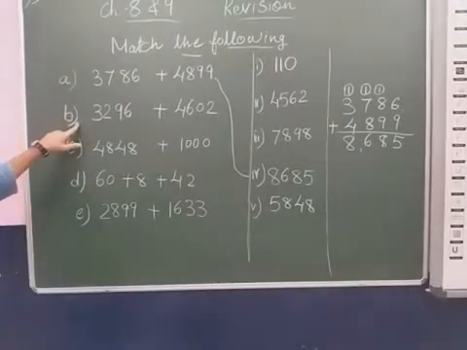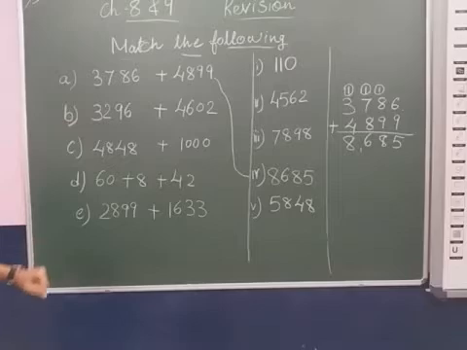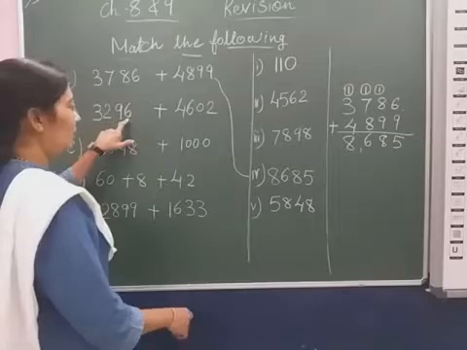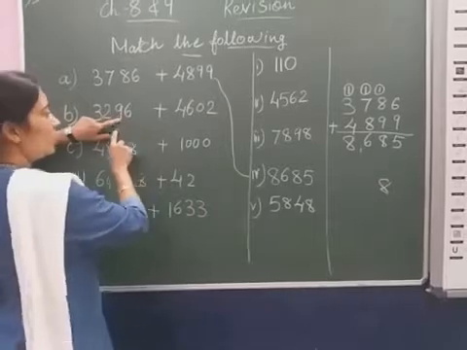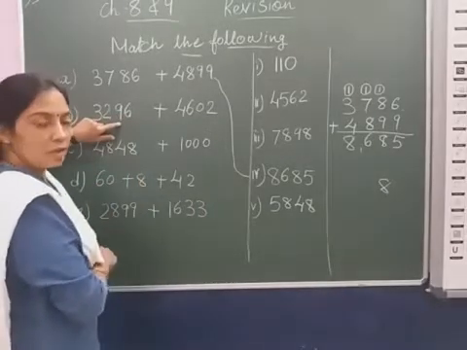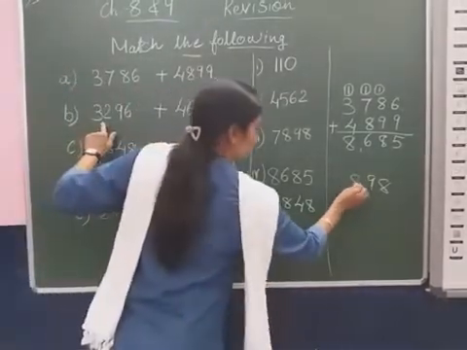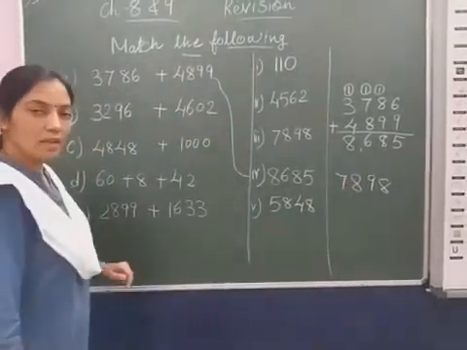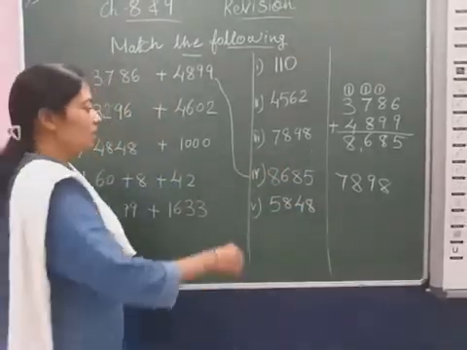Now the second: 3296 plus 4602. This is a simple addition without regrouping, so we can do it easily. 6 plus 2, 8. I will write the answer here. Then tens, 9 plus 0, 9. 2 plus 6, 8. And 3 plus 4, 7. So we get the sum as 7898, and it is here in the third.